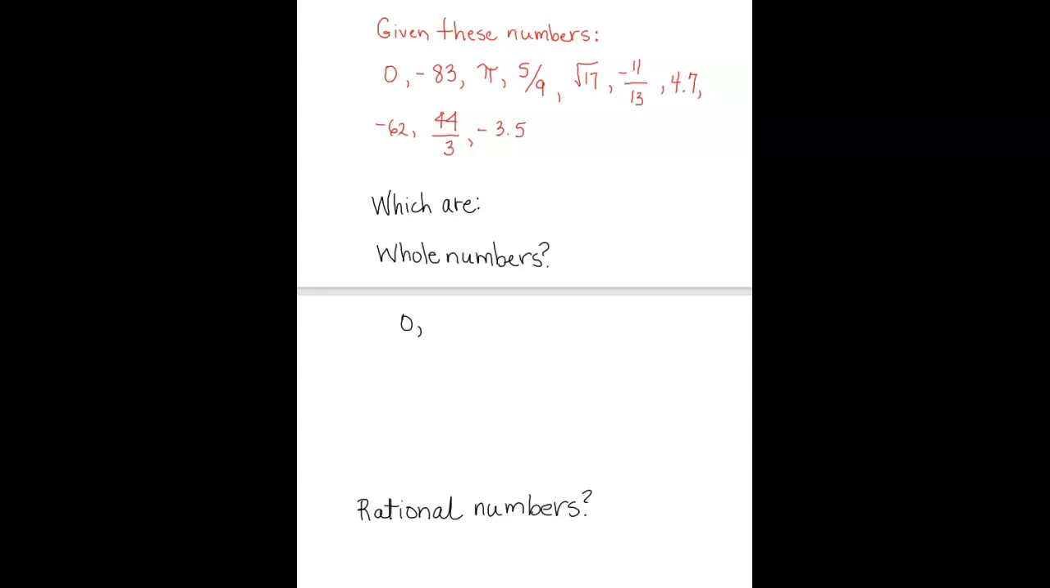I've got 4.7. That has a decimal attached to it. Negative 62. Now, remember, we were looking for positive numbers, so negative 62 is completely out of the way. 44/3, that doesn't reduce nicely, so that also is not included. And then negative 3.5, that has a decimal part, so that is not included. So the only whole number we have in this particular group of numbers is 0.